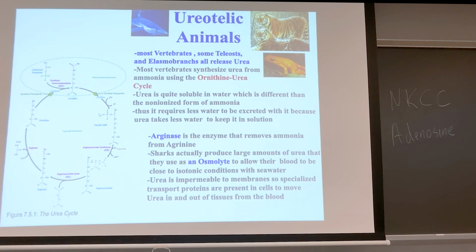All of our body cells have arginase in them as mammals, or any animal that produces urea. Remember, sharks use it as an osmolyte. They increase it in their body solutes to help them maintain isotonic conditions in salt water. Urea is impermeable to all membranes. All cells have urea transporters. All right, that's where I'll stop.